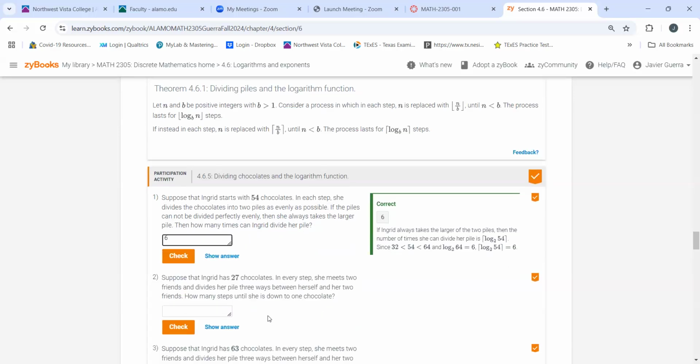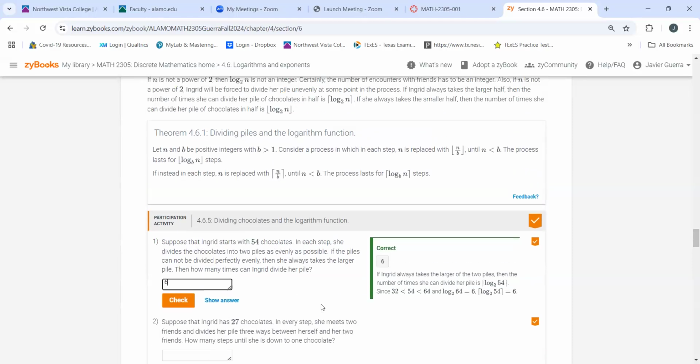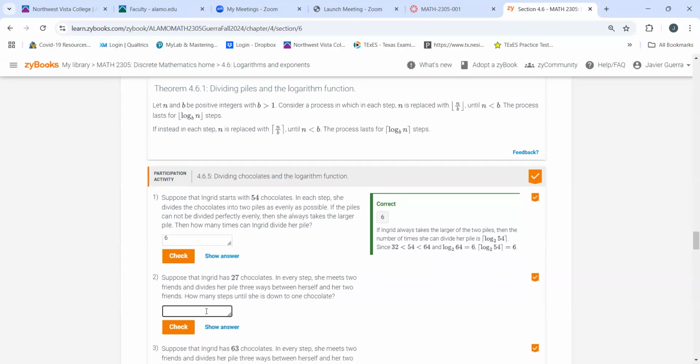All right, suppose that Ingrid has 27 chocolates. In every step, she meets 2 friends, and she divides her pile 3 ways between herself and her 2 friends. How many steps until she is down to 1 chocolate? All right, so I think this is going to be log base 3 of 27. So that should be 3. I think it should be even. Yep.